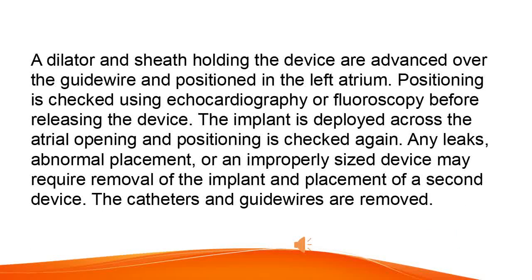A dilator and sheath holding the device are advanced over the guide wire and positioned in the left atrium. Positioning is checked using echocardiography or fluoroscopy before releasing the device. The implant is deployed across the atrial opening and positioning is checked again. Any leaks, abnormal placement, or an improperly sized device may require removal of the implant and placement of a second device. The catheters and guide wires are removed.